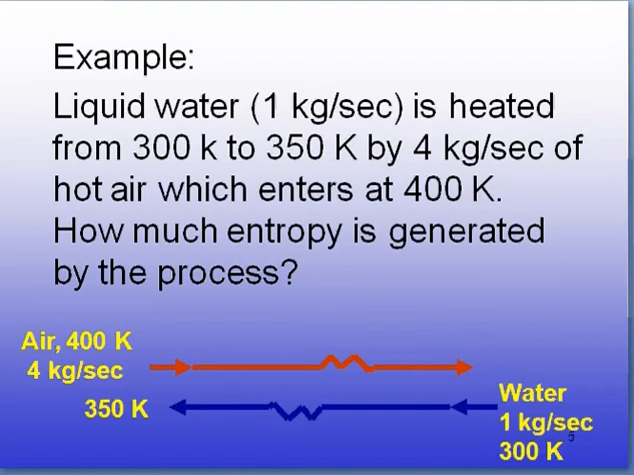Now let's take an example of an entropy balance on a heat exchanger. Suppose liquid water is heated from 300 to 350 K by 4 kilograms of hot air entering at 400 K. Find out how much entropy is generated by the process.